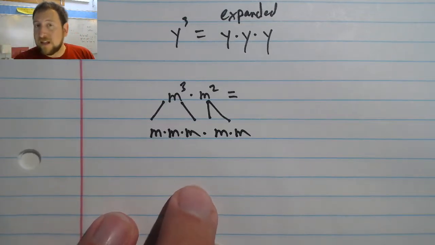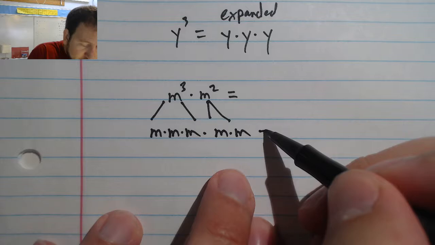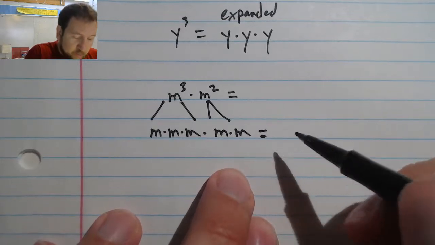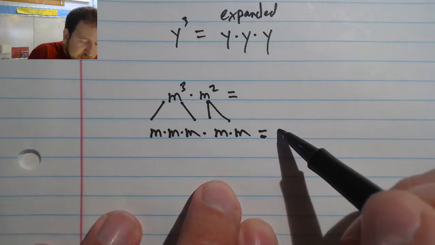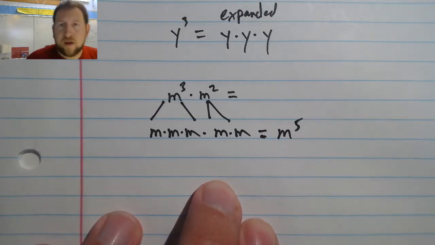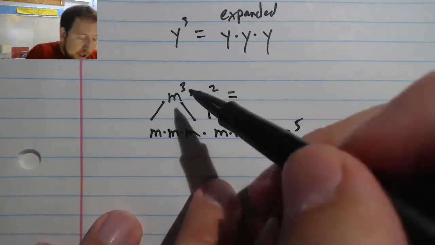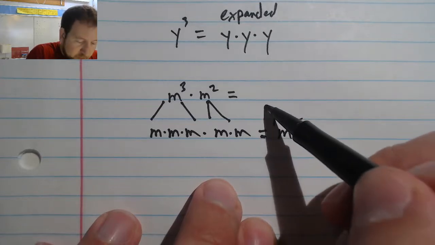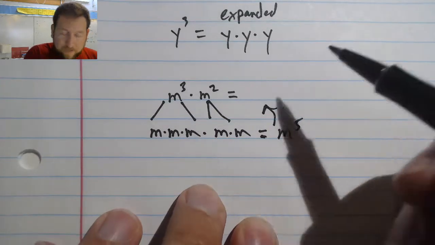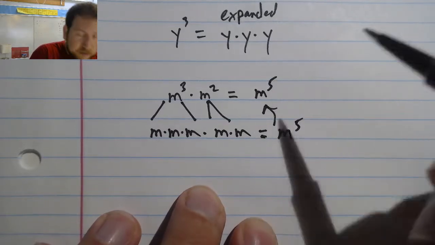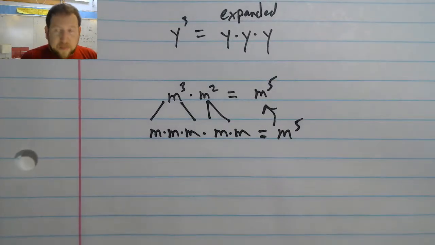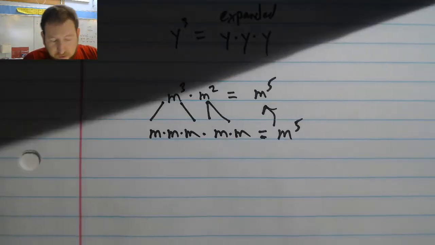Well, that's easy for me to do because I know when I'm writing shorthand or when I'm going back and forth from expanded forms, I know that this is m to the 5th power. So if I return back to where I was before, I can see that m to the 3rd power times m to the 2nd power is equal to m to the 5th power. And in fact, this will be true wherever I find this to be the case. And I can come up with a rule for whenever I'm multiplying.